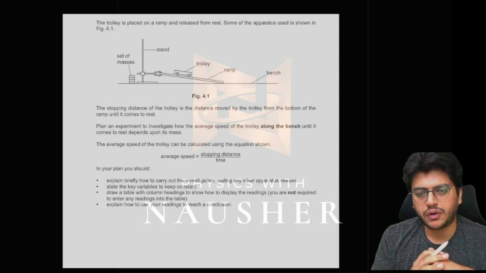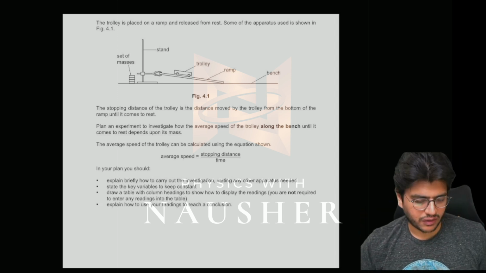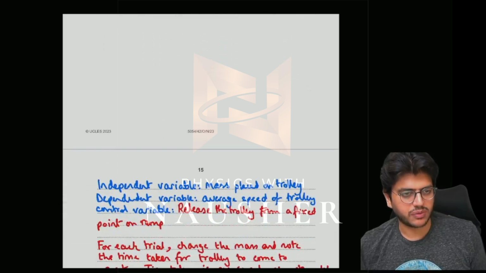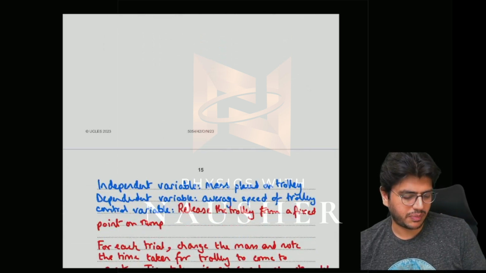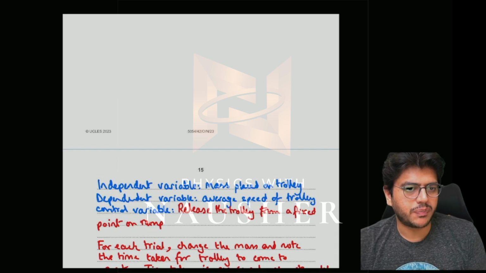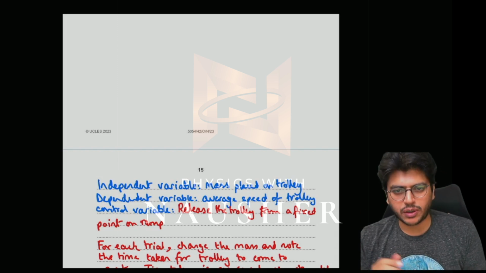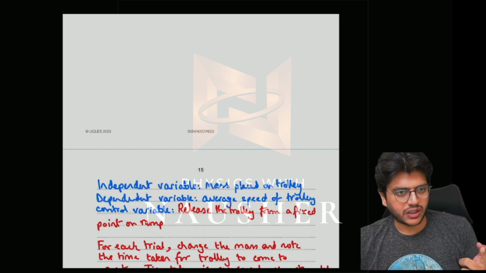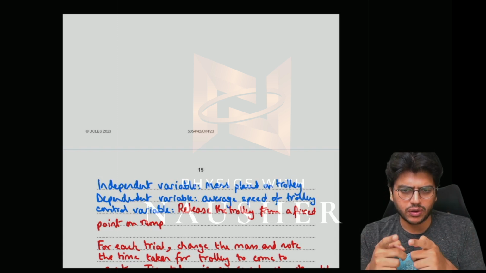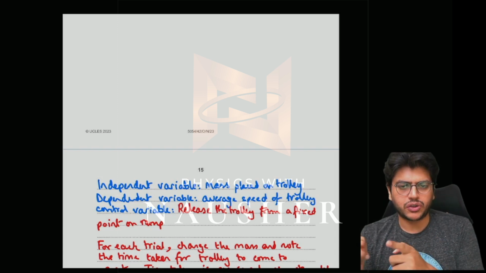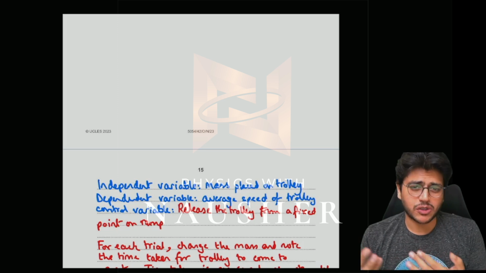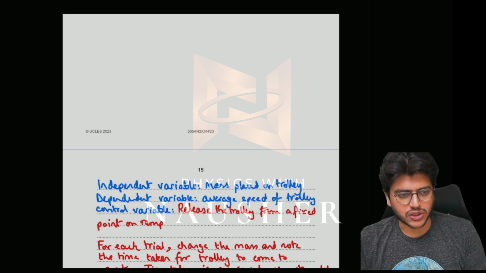Now, whenever you're doing this question, I always tell students that the first thing you do is define your variables, which is what is your independent variable, dependent variable, and control variable. Your independent variable will be the mass that you place in the trolley, because that's what you're going to change. Dependent variable will be the average speed of the trolley or the distance moved by the trolley. You can say average speed because that's the question.